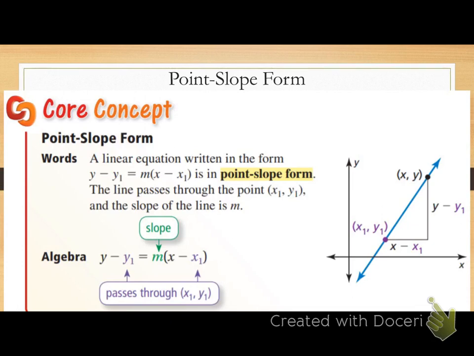What is that one saying? Which one? The last equation of the paragraph. This one? No, a little bit like in the definition paragraph. Here? Yes. The line passes through the point x1, y1, and the slope of the line is m.